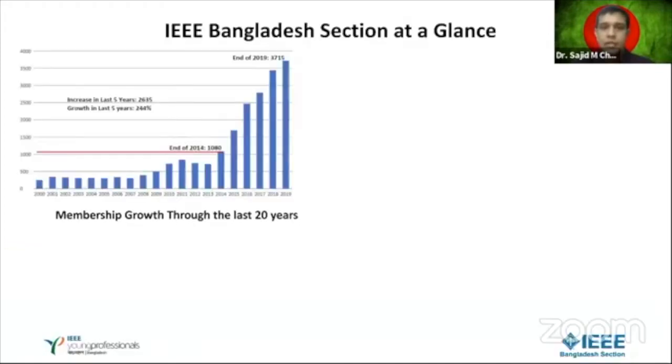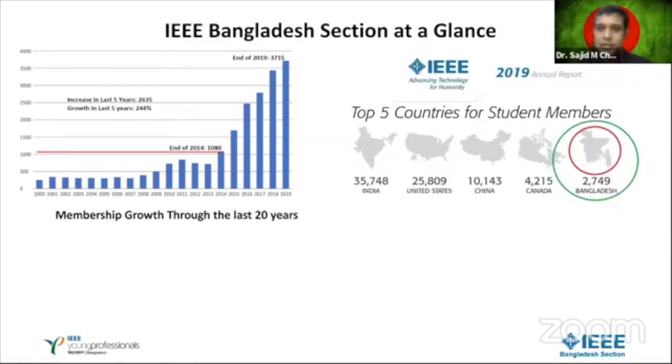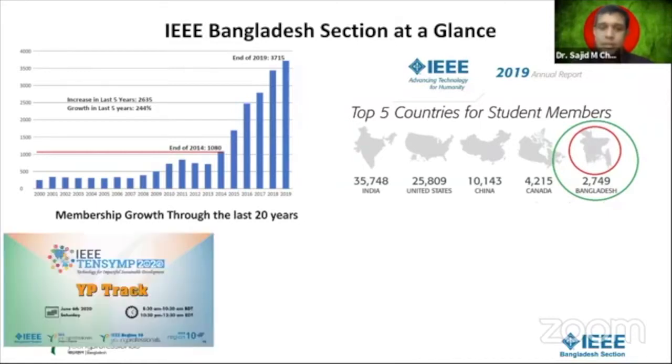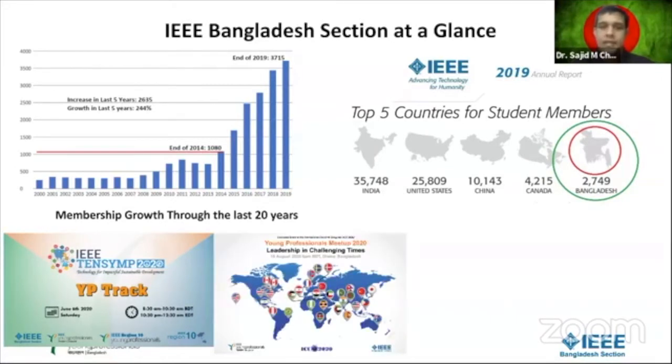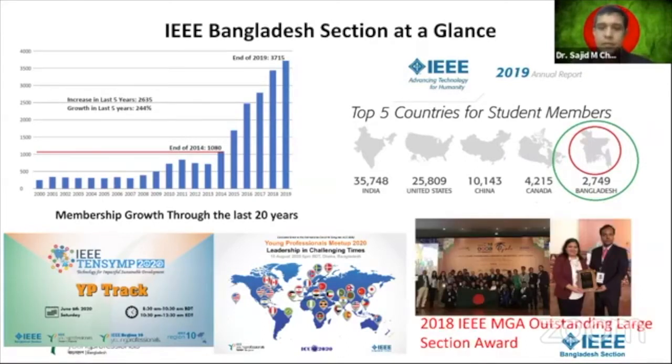I just wanted to introduce the IEEE Bangladesh section at a glance. We had huge exponential membership growth from 2014 up until now, and our section chair is still trying to maintain that growth, which we are enthusiastically trying to help her with. We are one of the top 5 countries with student members, and we organized two international events already this year. This is the 10 Sim 2020, the flagship conference of Region 10, where YP had a dedicated track, and we had the Young Professional Meetup very recently as a part of the International COVID Congress, where we had participants from about 28 different countries. And we won the 2018 MGA Outstanding Section Award.